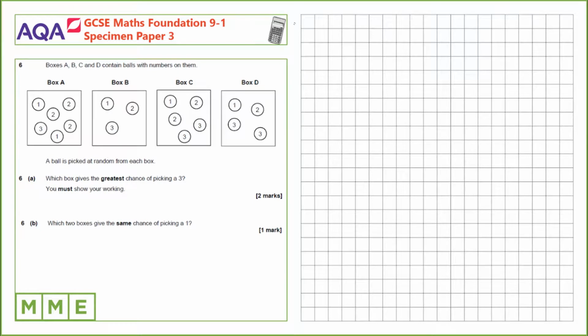Question 6. Boxes A, B, C, and D contain balls with numbers on them, and a ball is picked at random from each box. Which box gives the greatest chance of picking a 3? So let's do this for each of the boxes A, B, C, and D. We want to calculate the probability of drawing a ball with the number 3 on it from box A. One ball with a 3 on it, that's going to be 1 out of the total number of balls, which is 6. Let's do this for all the other ones.